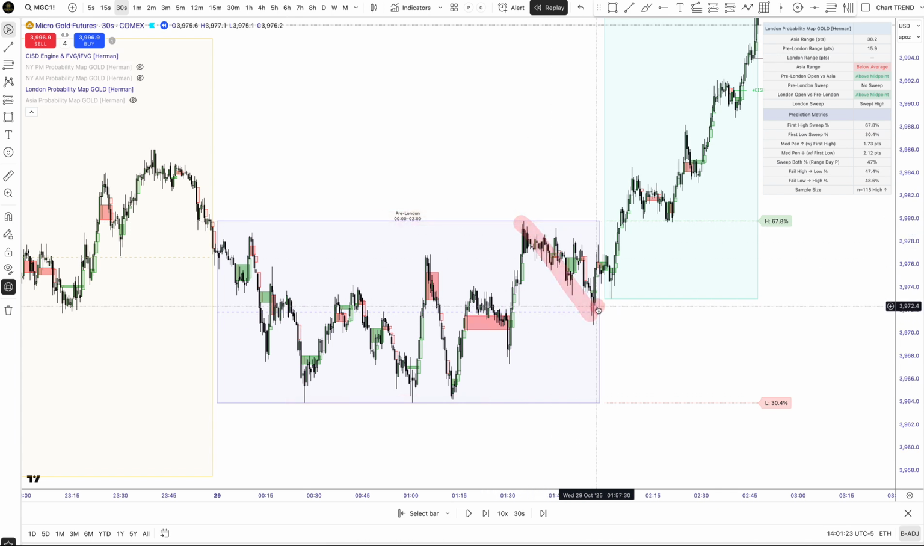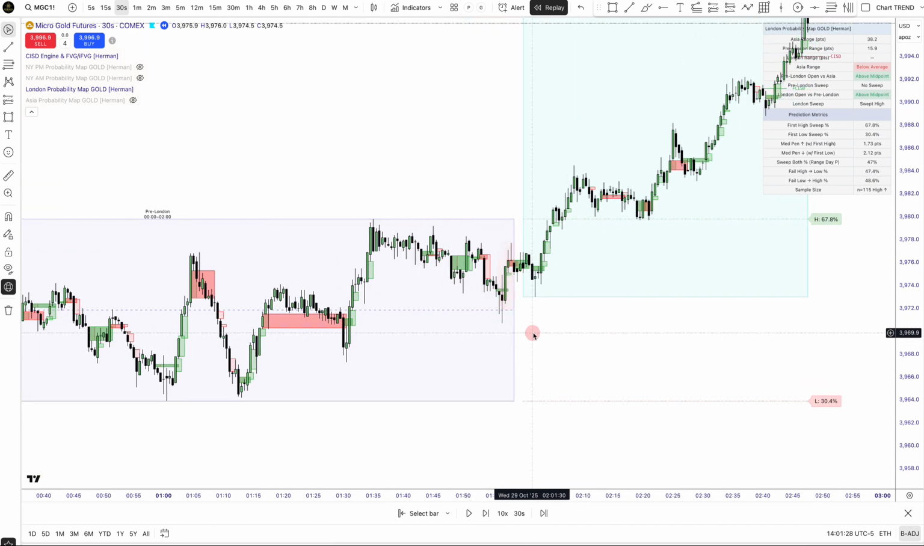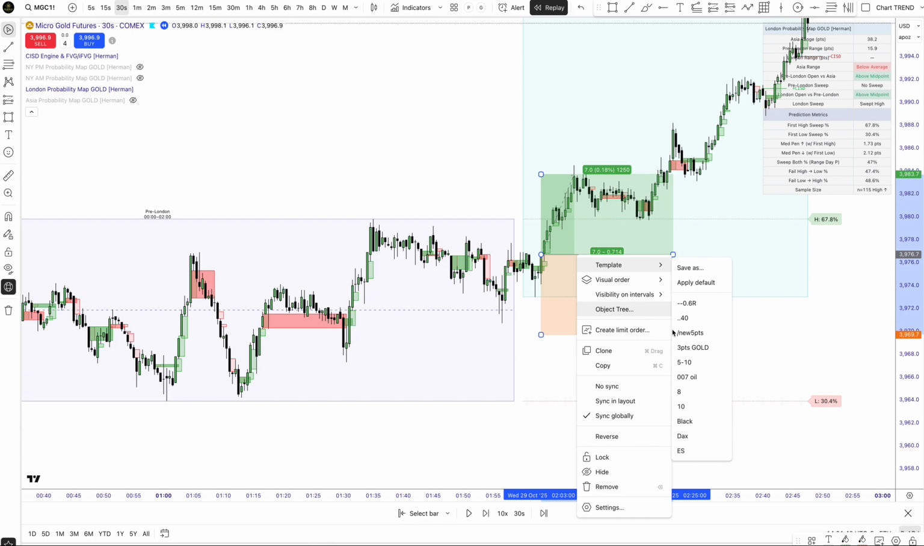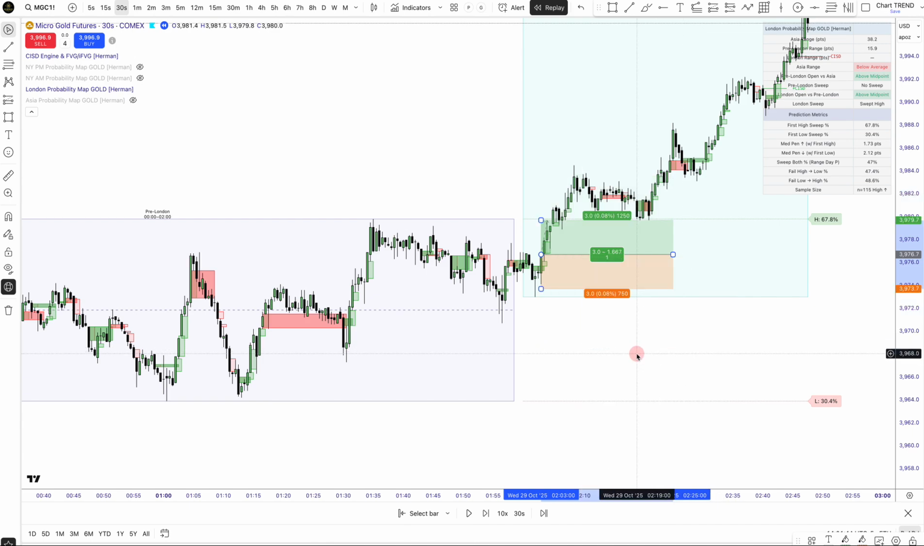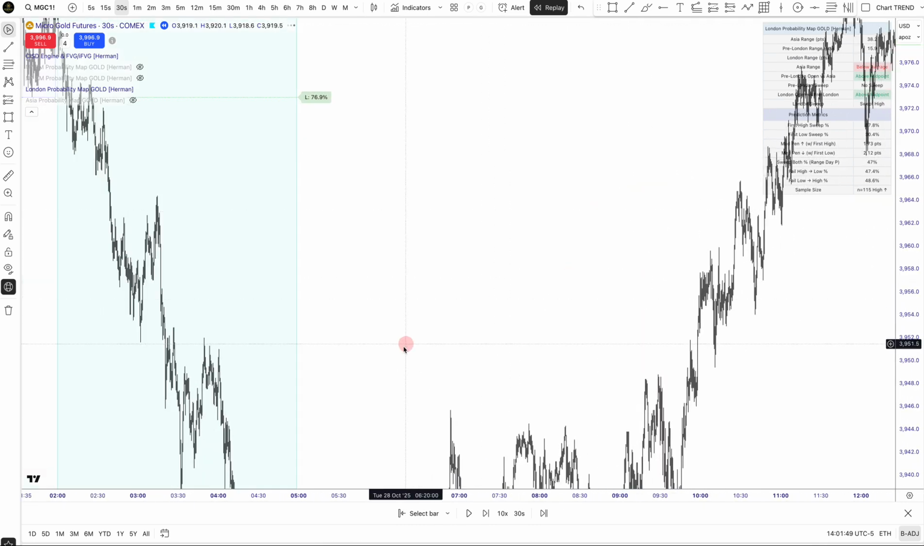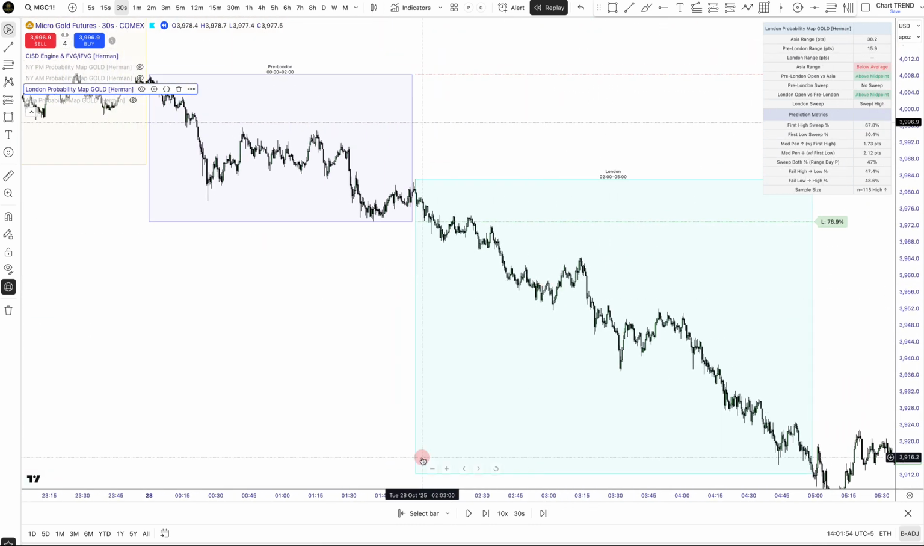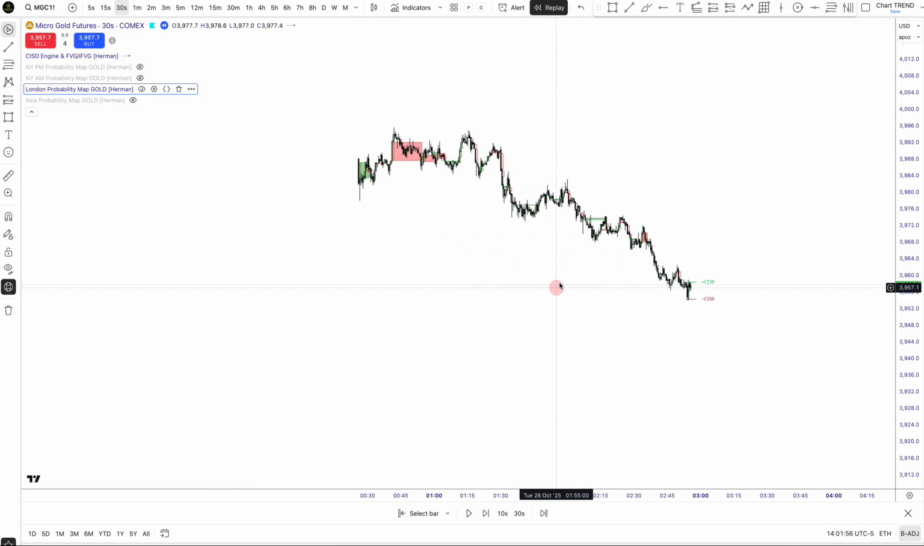We've got a displacement. This is a beautiful displacement you want to see, but that was before. But we've got a volume imbalance that we are reacting off from, and we've got a breaker block in here as well after some sweeps. So many confirmations, and our bias is long, so I am entering long in here for sure. So that was Wednesday. Let's check Tuesday.